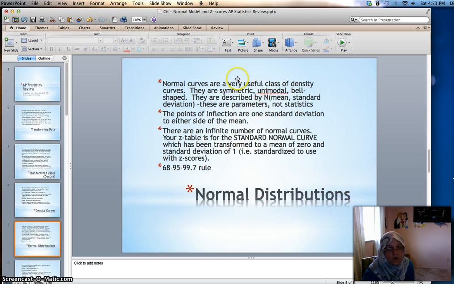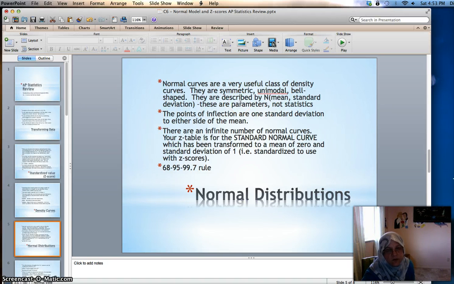Now, normal curves are a useful class of density curves because lots of data can be modeled by a normal model. They are symmetric, unimodal, and bell-shaped. They are described by the capital letter N, parentheses, mean, comma, standard deviation. These are parameters, not statistics, because we're talking about a normal model.